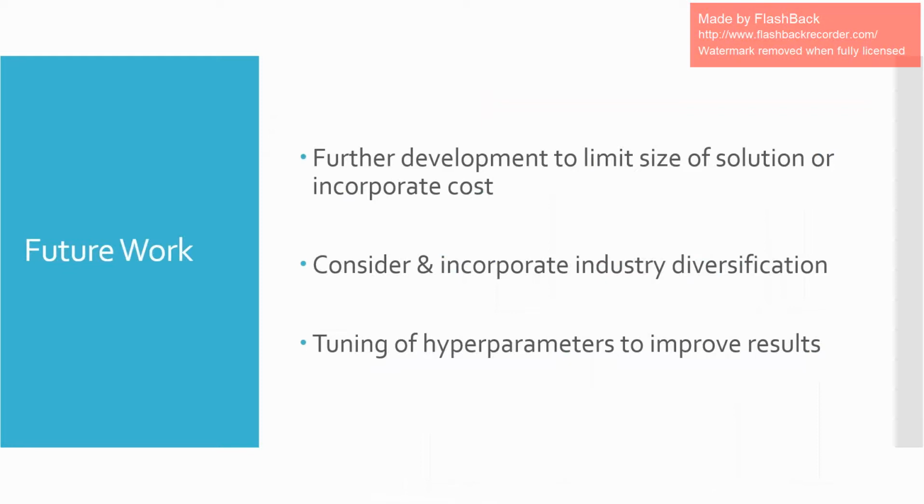Some future work that I would like to do is to further develop the idea of limiting the number of stocks in the solution. So for example, if I have $10,000 to invest, which stocks should I choose, and also how much of each stock should I choose? I think that would be a cool way to incorporate cost. Another idea would be to consider and incorporate the industry diversification idea that I read in the research paper. And then finally, I would like to continue tuning the hyperparameters to get the best results.